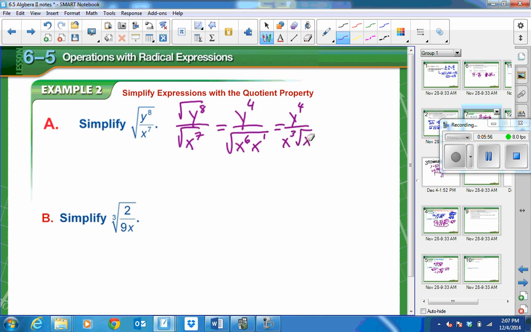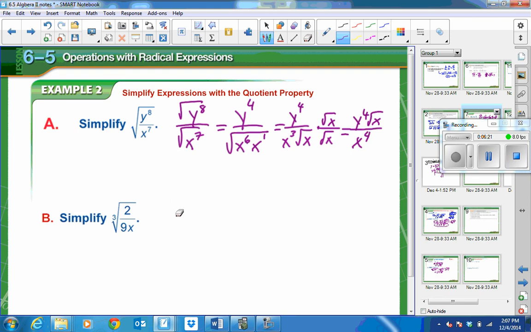But as you learned last year in geometry, you don't want a radical in your denominator. So to get rid of this radical, we're going to multiply by the square root of x on top and bottom. So it's just a creative way of multiplying by 1. So now we get y to the 4th times the square root of x for our numerator, and in our denominator, we simply get x to the 4th.